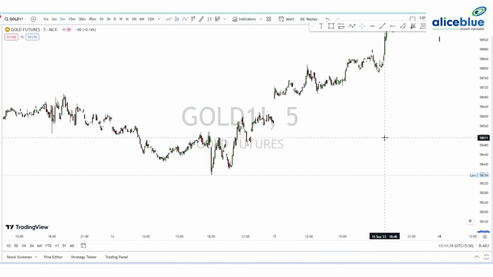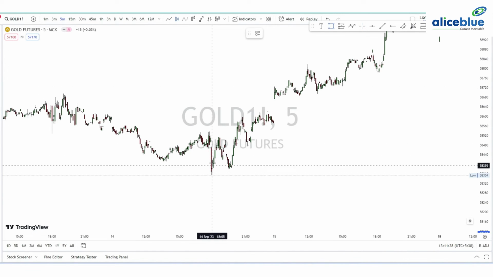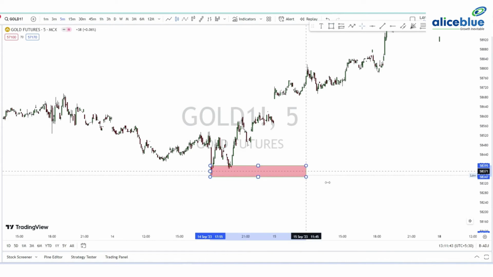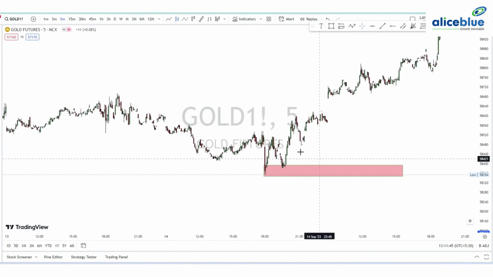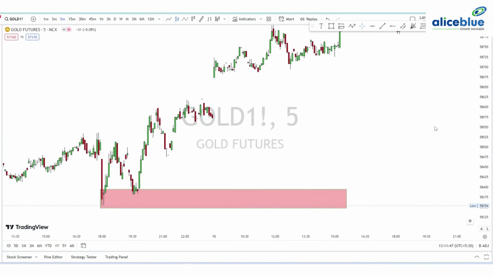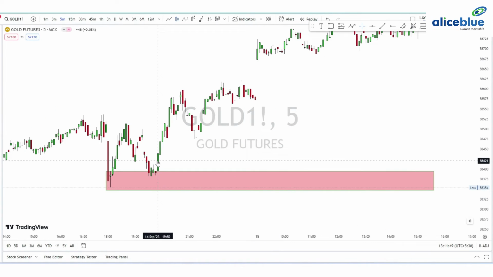In a 5 minutes time frame, we can see there is a clear demand zone over here, this level. In the demand zone, we can expect a proper reversal from this level. You can see here there are continuous 3 candles. The first candle is a strong bullish candle, the second candle opens near the previous candle's body level, and the next candle is also a bullish candle.